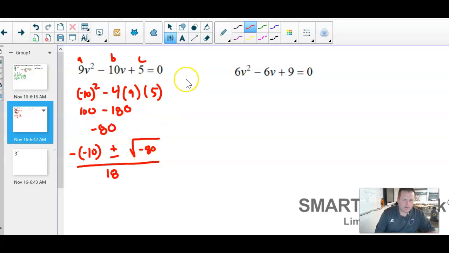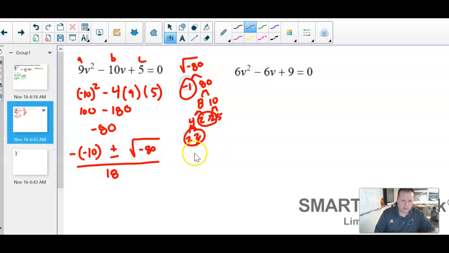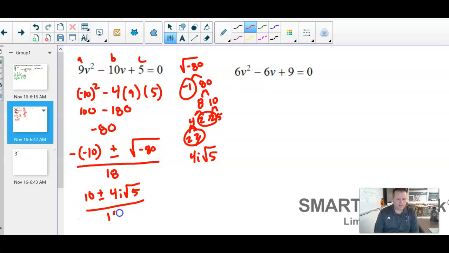And then I want to simplify this square root of negative 80. So I'm just going to do that up here away from things. So negative 1 and 80, 8 and 10, 2 and 5, 4 and 2, and 2 and 2. There's a group, and there's a group. And then this one obviously gives me an i, so this will give me 4i square root of 5 is what I'd end up with there. And so when I simplify this, negative becomes positive 10 plus minus 4i square root of 5 divided by 18.